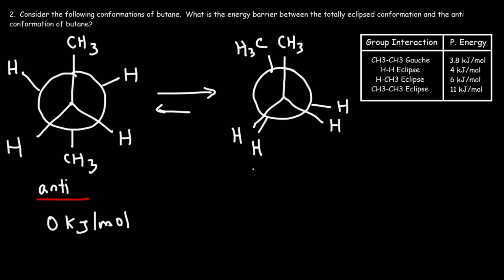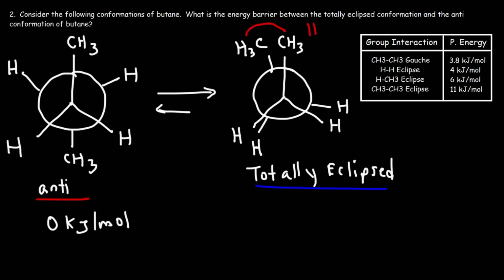Now on the right, we have the totally eclipsed conformation. So what's the energy profile for that, using the table on the right? The table on the right gives us the corresponding potential energy for each group interaction. Here we have two CH3s that are eclipsed to each other. So the energy value for that is 11. And then we have two hydrogen atoms that are eclipsed as well. So the energy for each is 4. If we add 11 plus 4 plus 4, that's going to be 19.